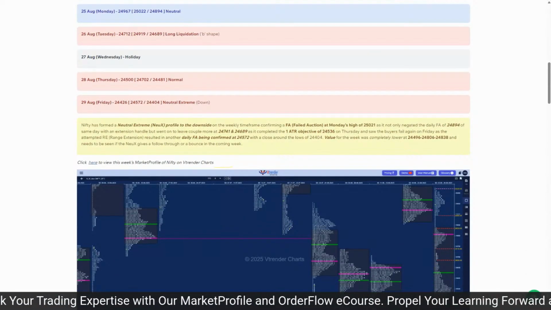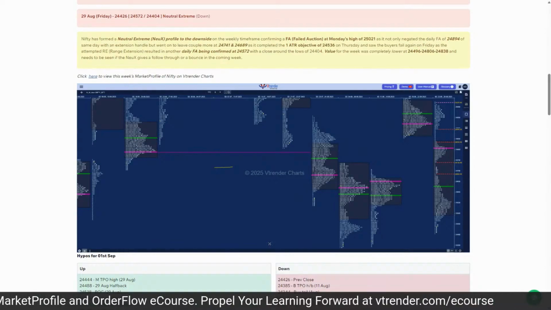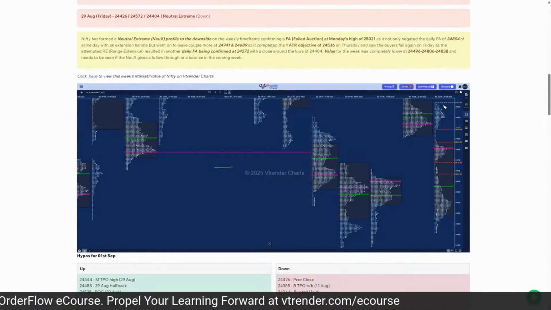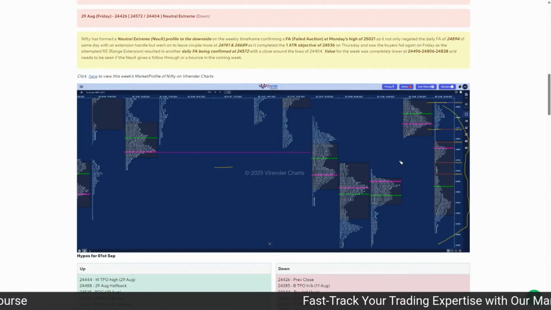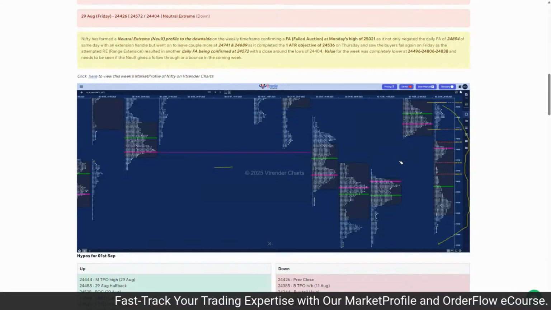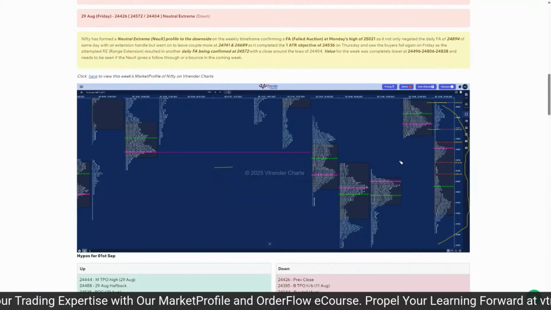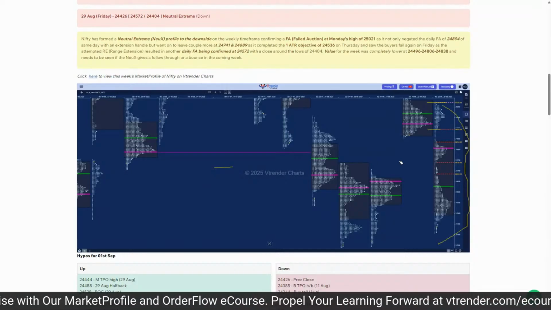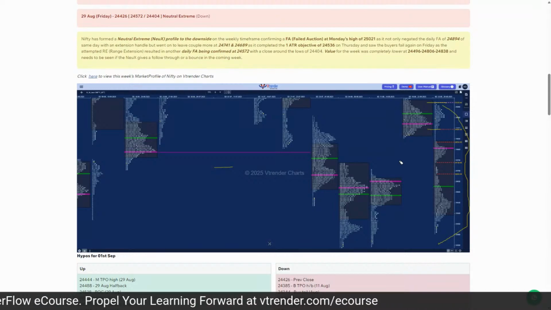So, what were the levels which we carried forward for this week? You can see how we had formed an elongated profile. On the weekly time frame, we have a failed auction at top, and we have left an extension handle. The first extension handle was at 24894, which was a failed auction of last Monday, which got negated. And as the failed auction got negated, it promptly went on to do the ATR objective on the downside.